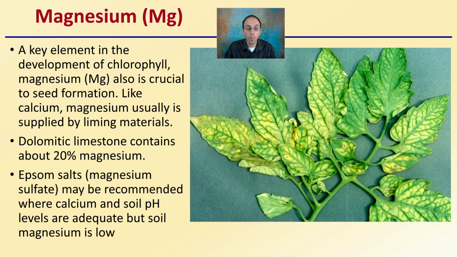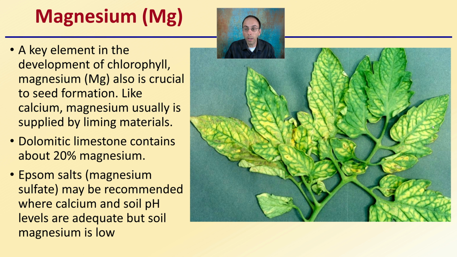Epsom salts or magnesium sulfate may be recommended where calcium and soil pH levels are adequate, but soil magnesium is still low. Now when it affects chlorophyll development, we can see here the yellow coloration of the leaves. It's a tomato, but would look very similar in other crops for the magnesium deficiency. This is very characteristic. You can see it's not every leaf, but it's definitely evident here.